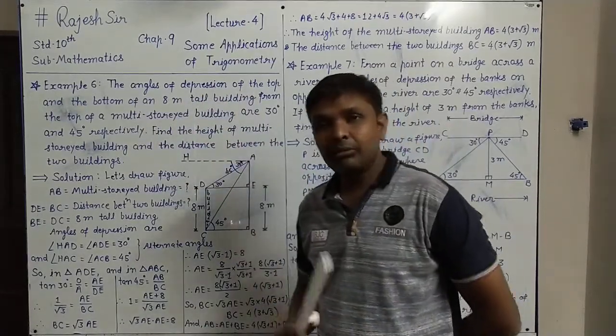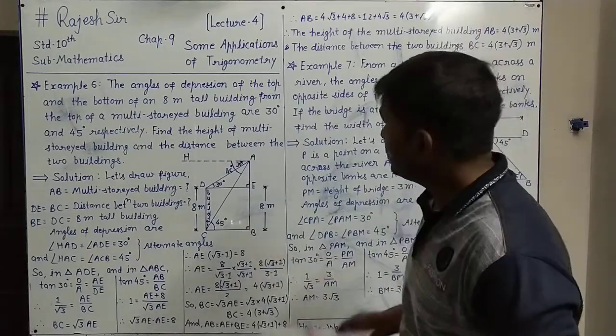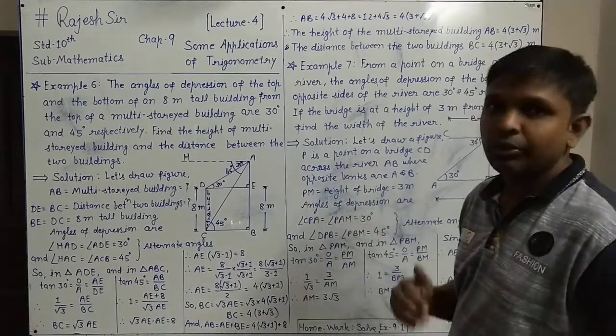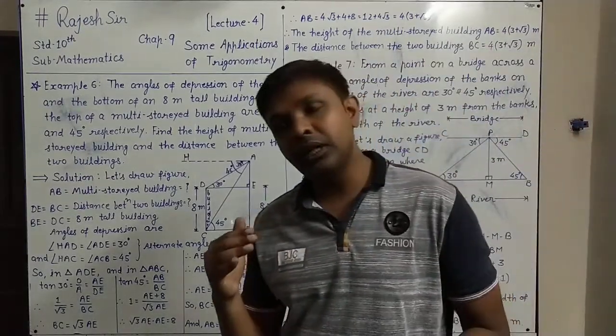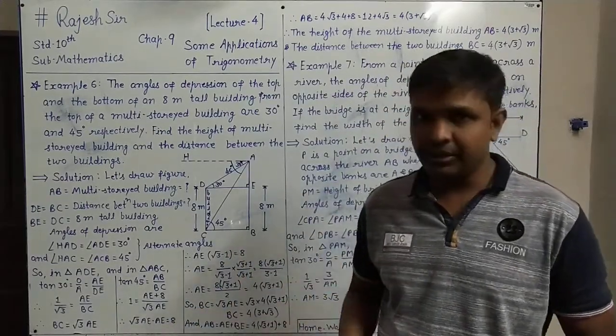Before this, we have seen examples related to the angle of elevation. In this lecture number 4, both the examples we will see are related to angles of depression. In angles of depression, how to deal with the question, that we will understand here.